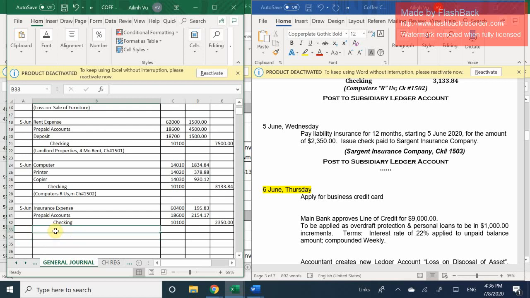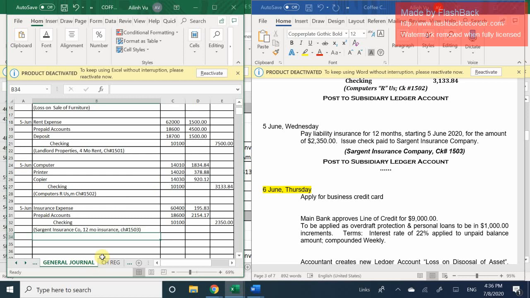Okay. So here I'm going to write Sargent Insurance Company, comma, 12 months insurance, comma, check number 1503. Okay, and I need to add my ending parentheses. Okay, good. So now we are completed with our journal.